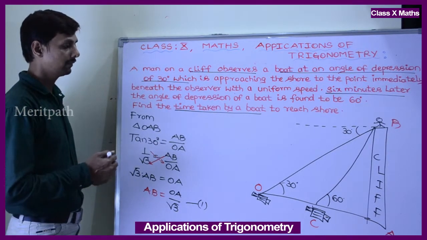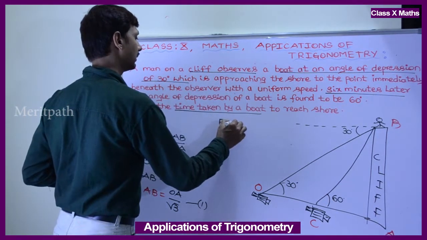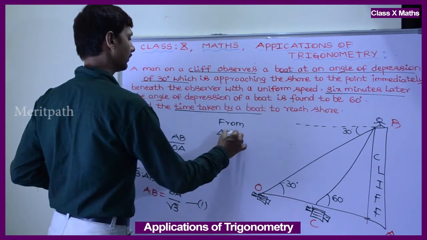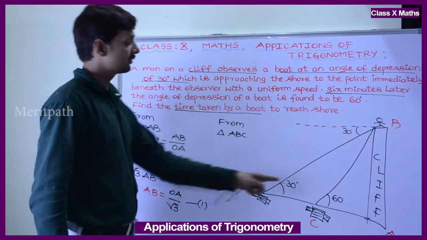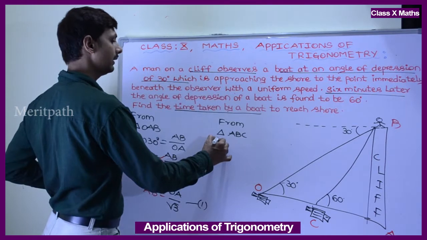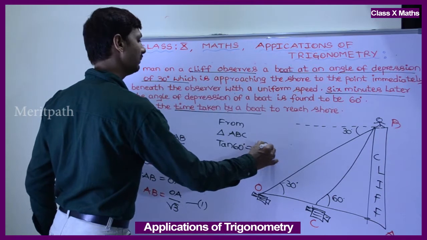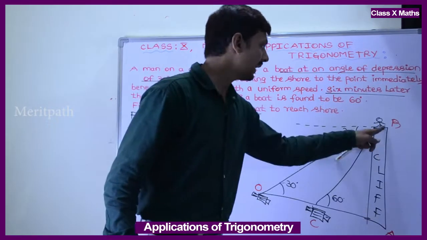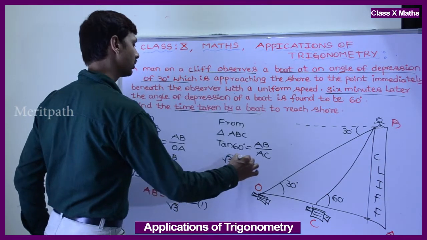Now from triangle ABC, this is ABC. After the angle changes to 60 degrees, it forms a right angle triangle ABC. From triangle ABC, tan 60 degrees is equal to the opposite side by the adjacent side, that is AB by AC. Here the opposite side is AB and the adjacent side is AC. Tan 60 is root 3, which is equal to AB by AC.